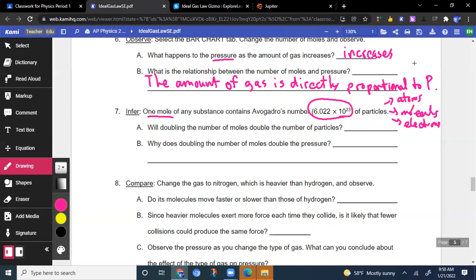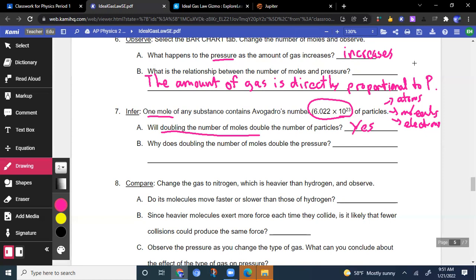And chemists designed the concept of the mole to deal with super huge numbers, because it's not convenient to deal with super huge numbers. Dealing with smaller numbers like 1 is a lot easier. What do you think is going to happen if you double the moles? How is the number of particles going to be affected? Will doubling the number of moles double the number of particles? Of course, because 1 mole is this number of particles, so 2 moles would be 2 times this. Absolutely.